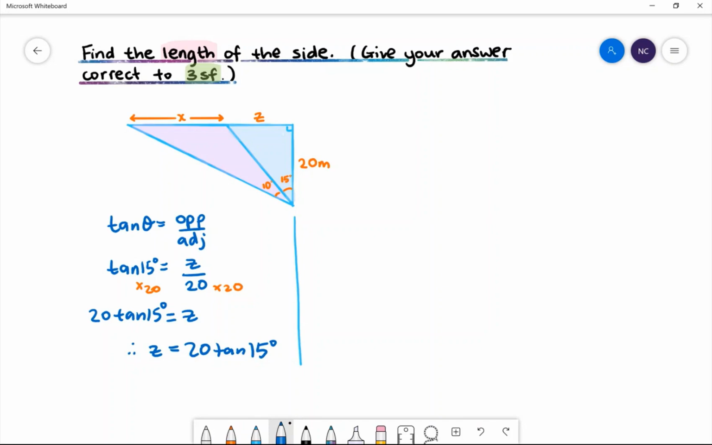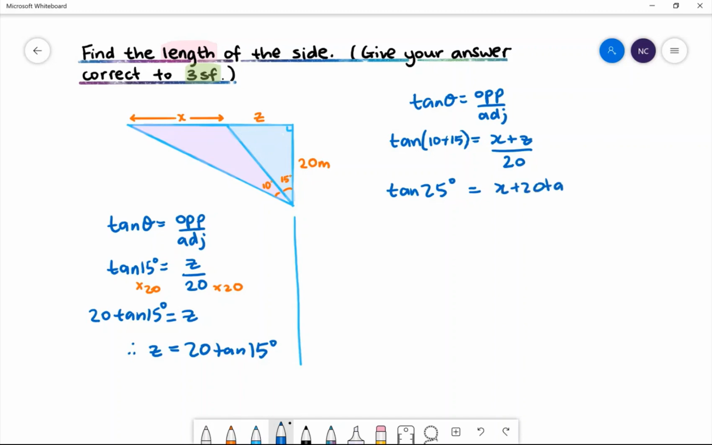Take a look at the larger triangle. We're going to apply the tan ratio. So we have tan theta is equal to the opposite side divided by the adjacent side. Theta in the larger triangle is going to be 10 plus 15. The opposite side is going to be x plus z, and the adjacent side is going to be 20. 10 plus 15 gives us 25. Substitute z for 20 tan 15. This is from the previous part.